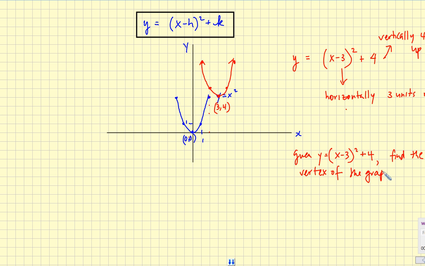Well, you should automatically be able to tell me that the vertex of the graph is going to be (h, k), h being the value inside the parentheses where the x minus or x plus h all squared is, and k being on the outside, so that I know that my vertex in this problem is going to be (3, 4).